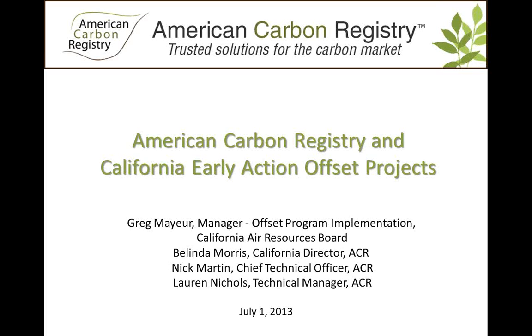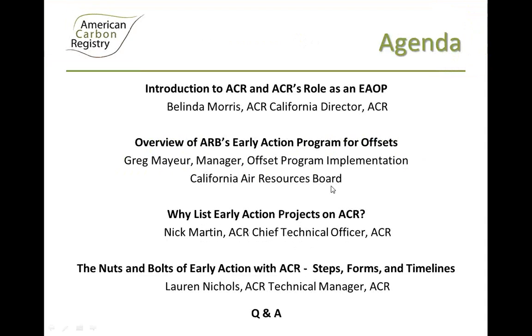As many of you know, the American Carbon Registry is an approved offset project registry for the California Cap and Trade Program, as well as an approved Early Action Offset Program. We're honored to have the opportunity to support California's Cap and Trade Program. We're holding this webinar to give you more information on ARB's Early Action Offset Program and also to inform you about the process for listing Early Action Offset projects on ACR's registry, and finally to answer any questions that you may have.